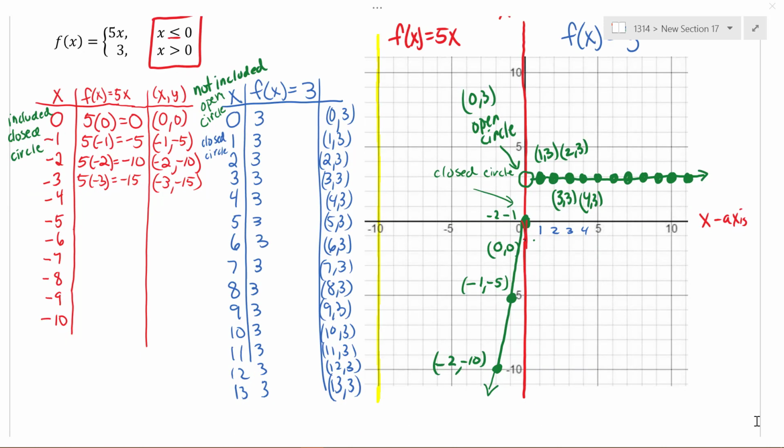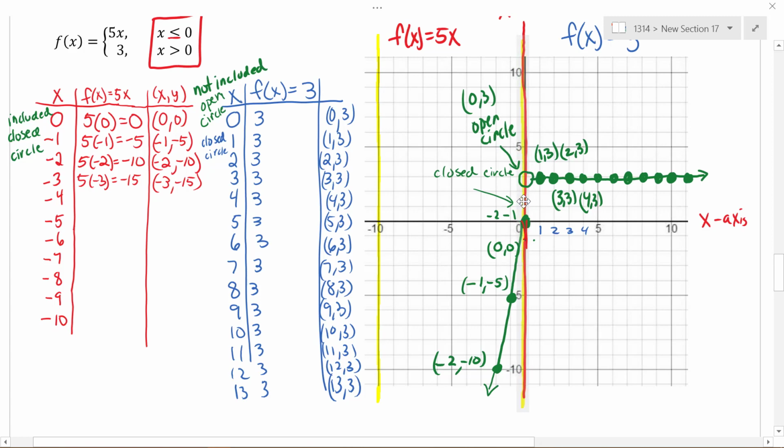The last thing that I want to mention before we do another example is that this is supposed to be a function, right? So what do we know about functions? They're supposed to pass the vertical line test. So when we graph this function, when I look at everything there in green, if I take a vertical line, the vertical line should only cross this graph one time. So every place that I can draw a vertical line, the vertical line should only cross through the graph one time.